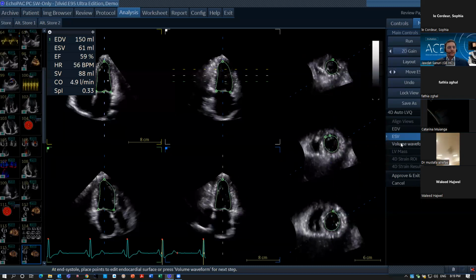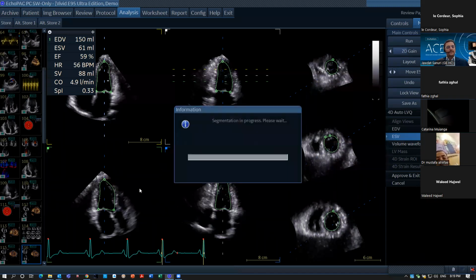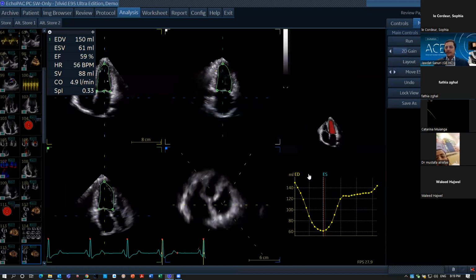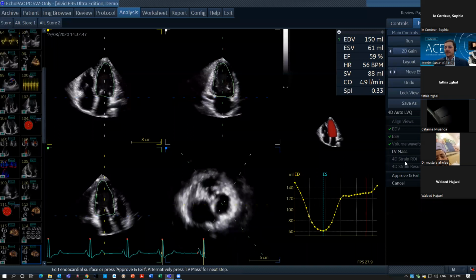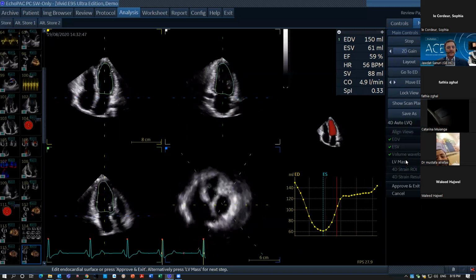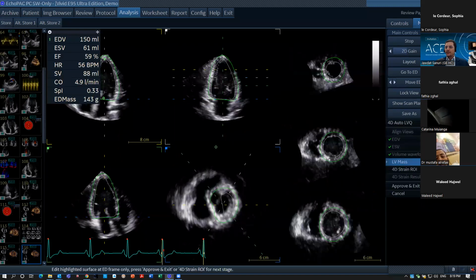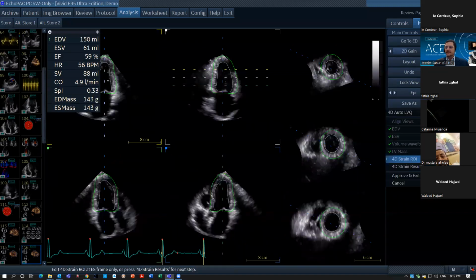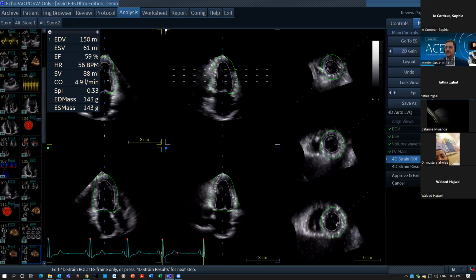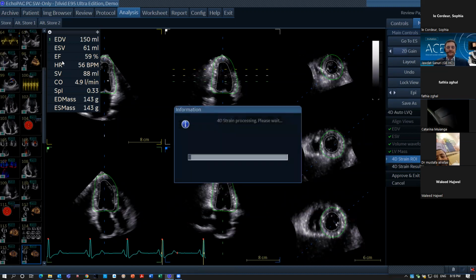So we go to volume waveform. I should have adjusted also the 4-chamber and the 3-chamber here. Nevertheless, we'll see what happens when we go to LV mass. And then we'll go to 4D strain ROI results. Let's just jump to the results and see how it looks. Strain values in 4D.